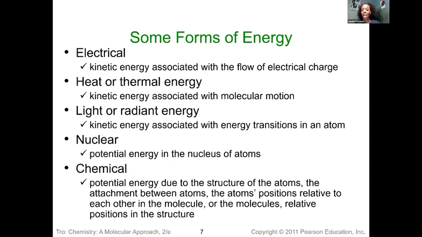Light or radiant energy, we're going to deal with that in chapter 7. And that's the energy associated with transitions within an atom. There's nuclear energy, which is the potential energy that's stored in the nucleus of an atom. And then there's chemical energy, which is the potential energy due to the structure of the atoms, the attachment between atoms, the atoms' positions relative to each other in a molecule or the molecules, and relative positions in the structure.